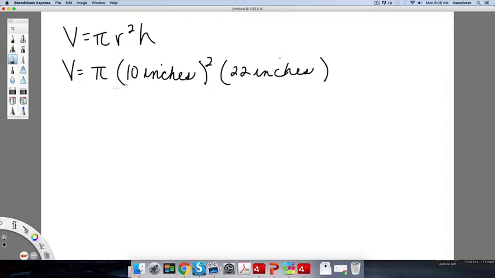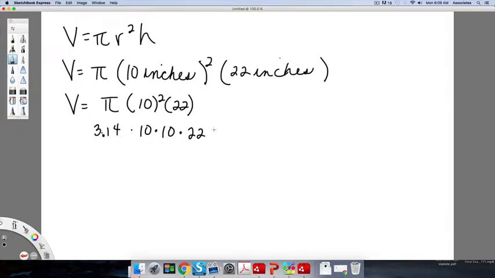So here's what you're going to do. You're going to take your calculator and you're going to take pi, or you could use 3.14, times 10 times 10 times 22. If you have a scientific calculator and it has parentheses and exponents, you could also put it in with a pi key. You could put it in as 10 squared times 22. And either way you do it, you should come out with approximately the answer of 6,911.5.